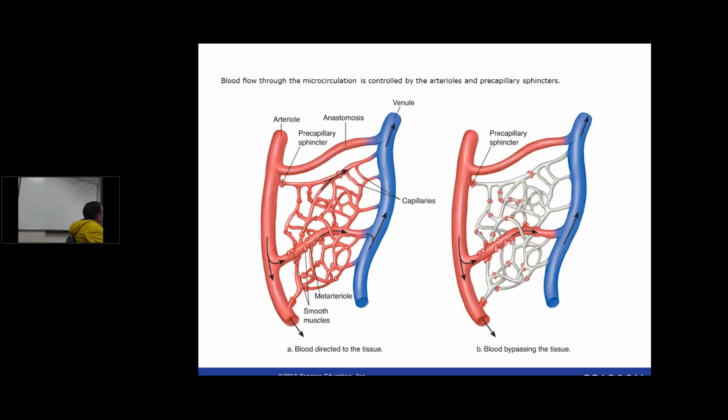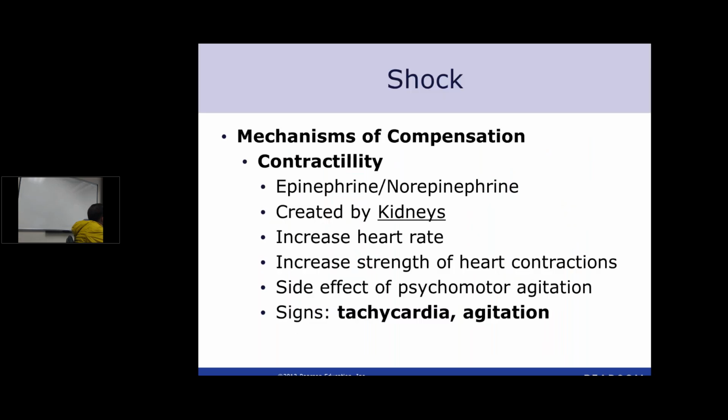So this is what I'm talking about with angiotensin creating a bypassing of these capillary beds, going straight from the arterial system to the venous system to ensure good blood pressure. So it causes constriction of all those smooth muscles to bypass the capillary beds. Contractility, so epinephrine and norepinephrine. This is also kind of a misnomer. It's not necessarily created by the kidneys, it's created by the what? The adrenal medulla. Yeah.